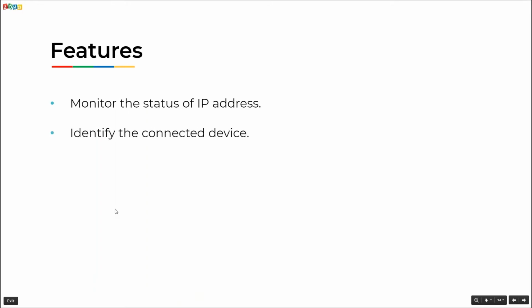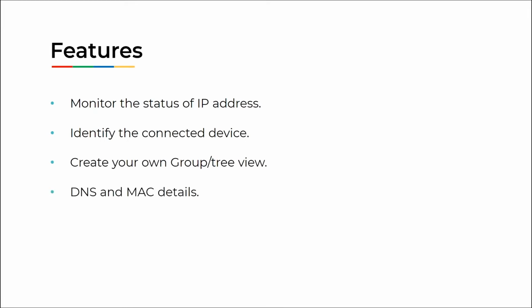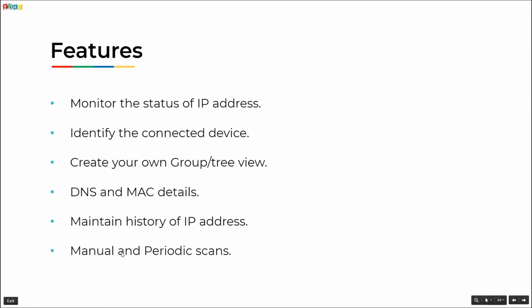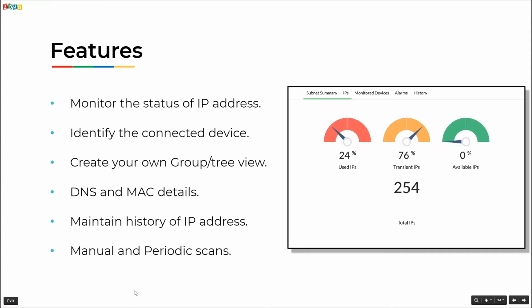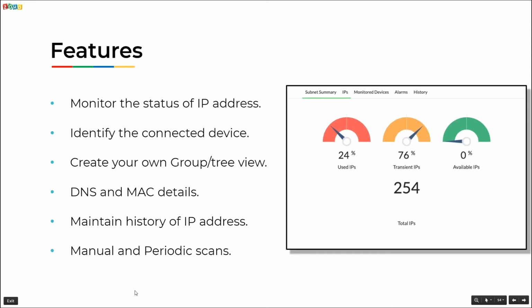The second feature which is available is to identify the connected devices, followed by you can create your own group or tree view. You can add and view the DNS and the MAC details of the respective IPs and subnets, and also you can maintain the history of the IP addresses, how it was used, when it was used, by which device, and when and how the swap has happened. And finally, you can have a manual or a periodic scan for these subnets to get real-time information about your network based on the IP addresses.